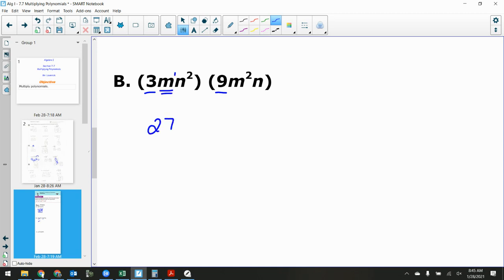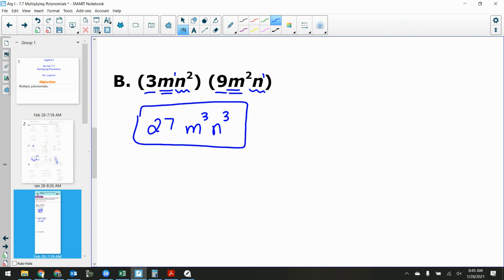Okay, m to the first times m to the second. What is that? M to the third power. And then I've got n to the second, n to the first. Oh, that's another third power. And that's my answer. So you just got to multiply common pieces together when there's just a monomial and a monomial.